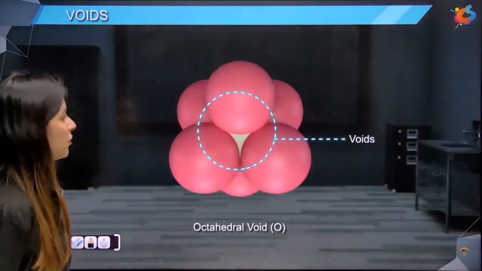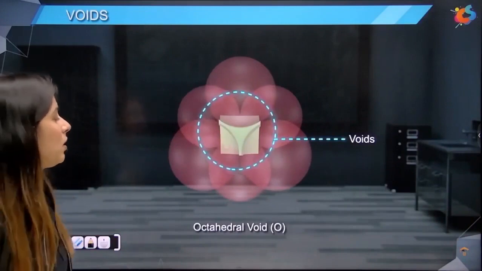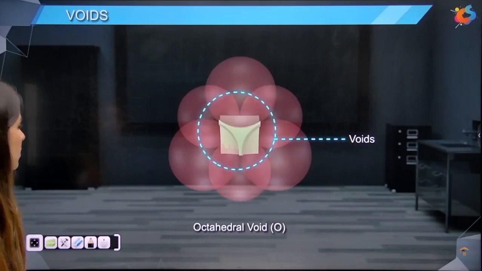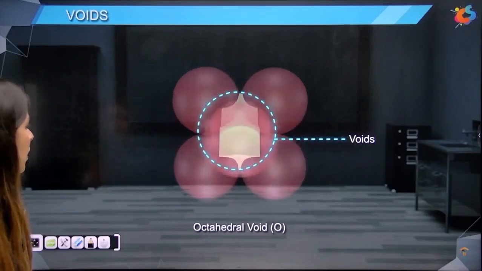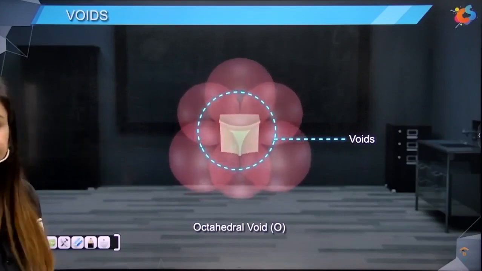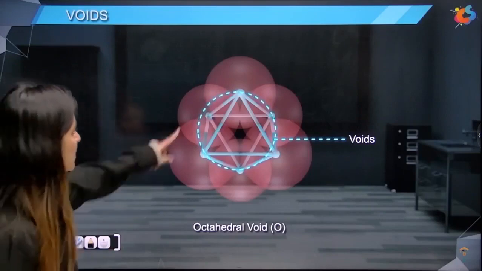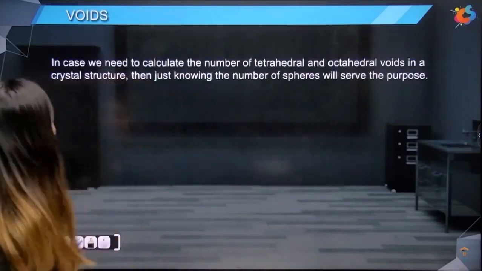This is the octahedral void. The opposite triangles, my dear students, is an octahedral void. See the opposite triangles. I hope you can imagine the opposite triangles here. So this is the definition.